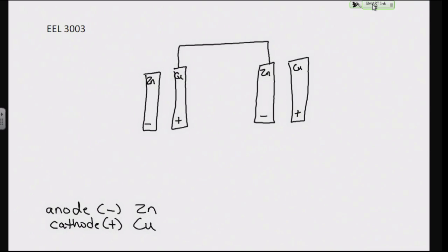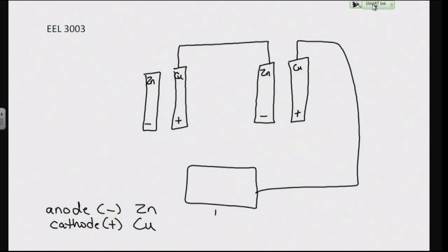And then to connect it to some sort of load, we take one end of this, connect it to our load, whatever you're going to power with your little battery cells here, your two battery cells in series.